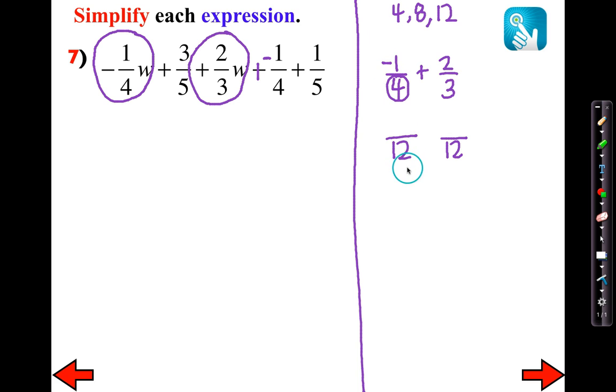So 4, is that a 12? The answer is no. So I'm going to make it into a 12 by multiplying by 3. So I'm going to multiply this by 3 as well. Again, notice it's a -1 times 3. Not just 1, a -1. So -1 times 3 is -3.